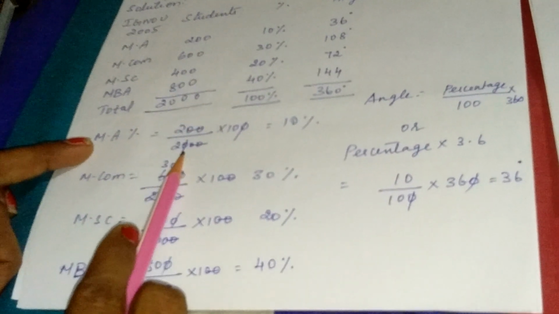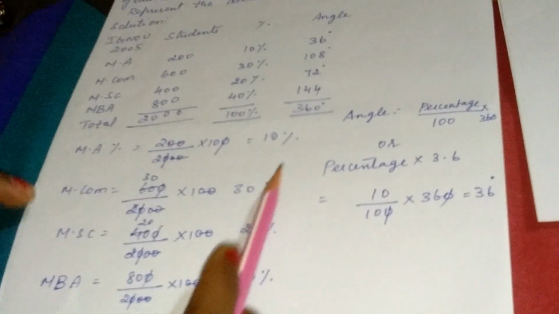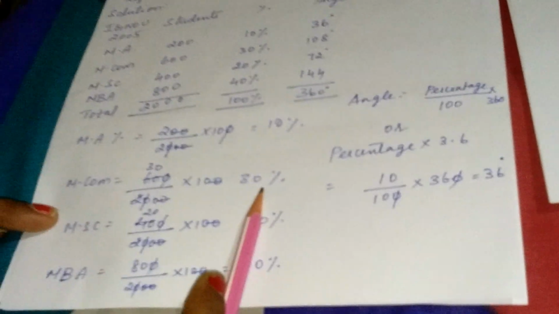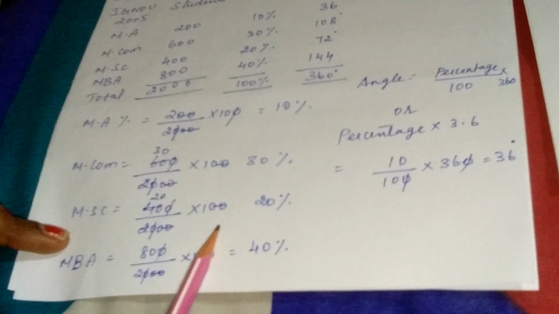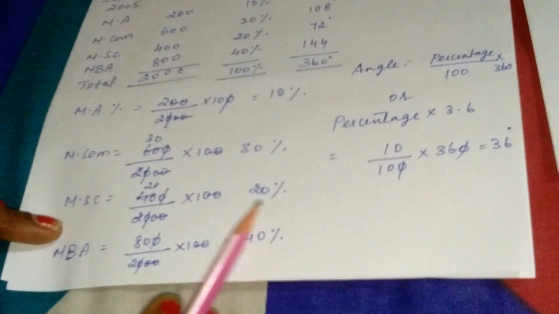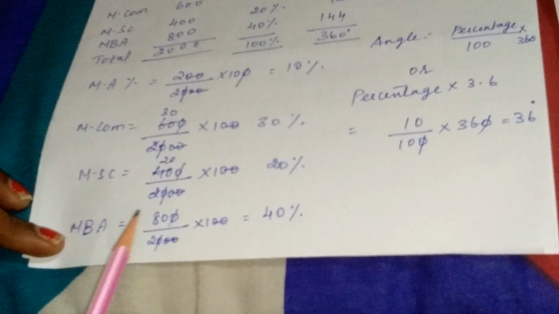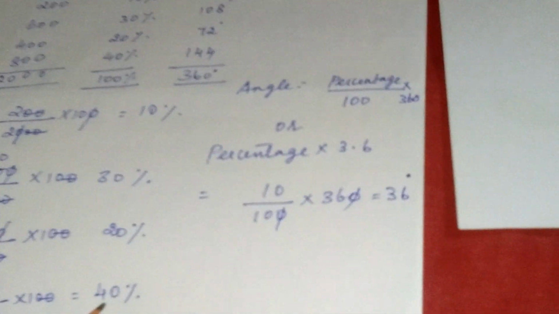MA is 200 by 2000 into 100, that is 10%. MCom is 30%, that is 600 by 2000 into 100. For MSc it is 400 by 2000 into 100, 20%. And for MBA 800 by 2000 into 100, 40%. So you have found the percentage.